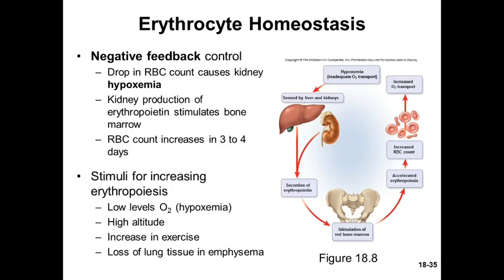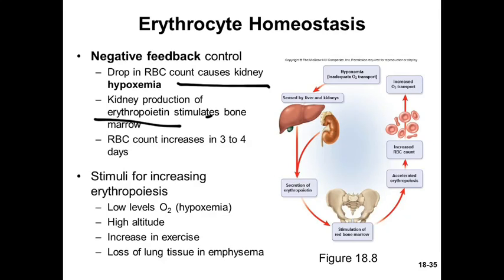Now, the control of red blood cell production is your classic negative feedback. That is, if there is a drop in your red blood cell count, that would cause the kidneys to become hypoxic. In other words, they would not have enough oxygen. And the kidneys, recall, are getting a constant supply of blood. And so it makes sense that the kidneys, therefore, are in charge of, if you will, monitoring the oxygenation level of your blood. And if the kidneys sense that the oxygen levels are dropping, then the kidneys will produce erythropoietin.